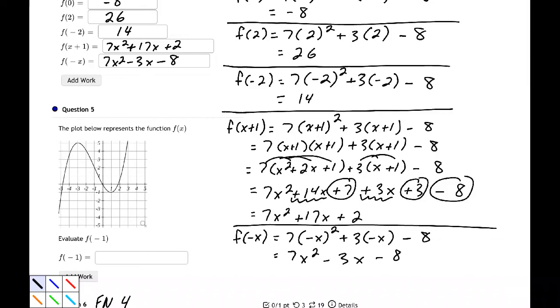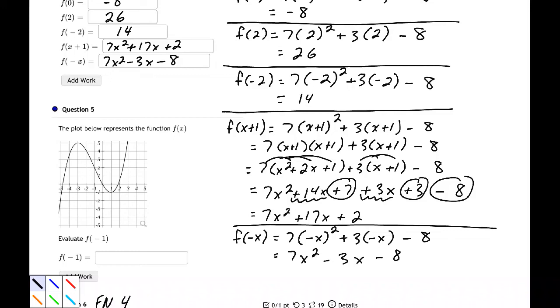And clearly that question does require some work, so be sure you submit the work for that one. Now, question 5 is evaluating with a graph. The first one was with an equation, the second one is with a graph. And it says to evaluate f of negative 1.